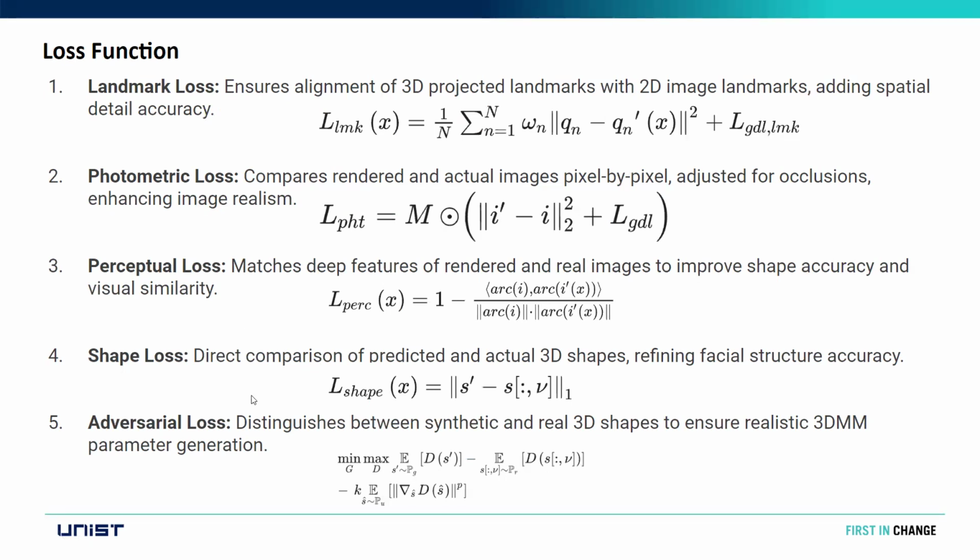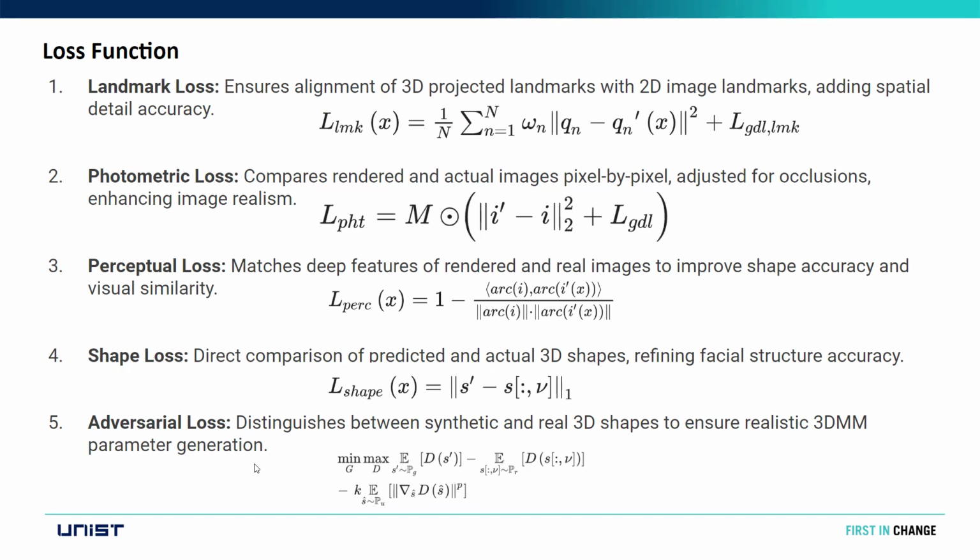The shape loss is the direct comparison between the predicted and the actual 3D shape. This is used for refining facial accuracy, and S prime is the reconstructed face mesh, and S is the 3D ground truth mesh they have from this particular dataset.